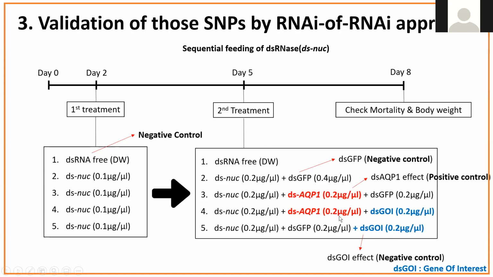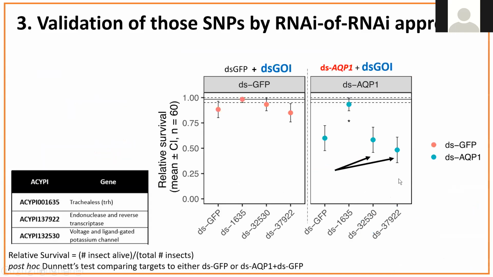What we want to know is, what if we mix aquaporin with a gene of interest dsRNA? Will they show any difference between aquaporin 1 alone and the aquaporin and gene of interest mix? At day 8, we check the survivor, and if there is any difference in survivor between these 2 samples, the gene might have some impact on RNAi. So in this experiment, we first knock down these 3 genes.